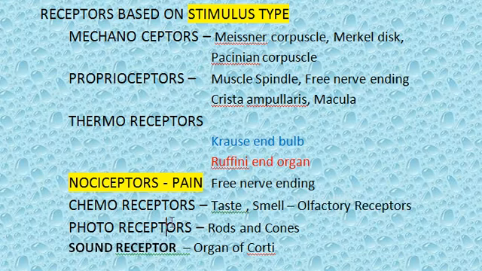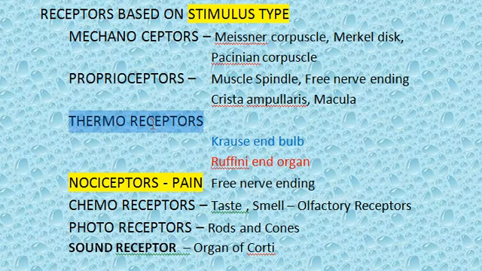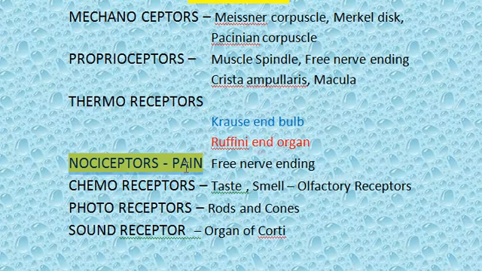Okay. So once again, let us look at the types of stimuli. You can have mechanical stimuli, position stimuli, thermal stimuli, pain stimuli. Then you can have chemical stimuli, light stimuli, and sound stimuli.